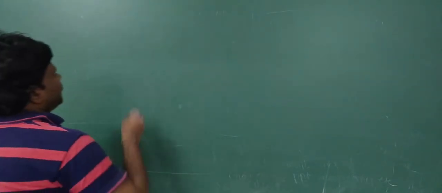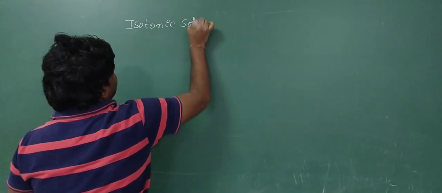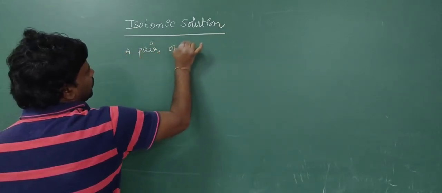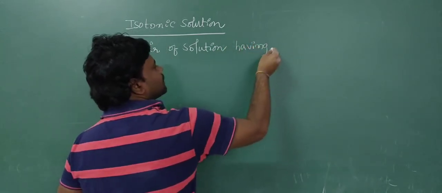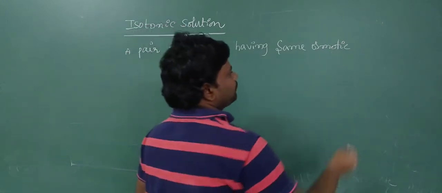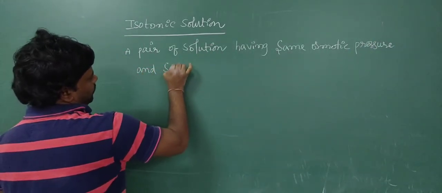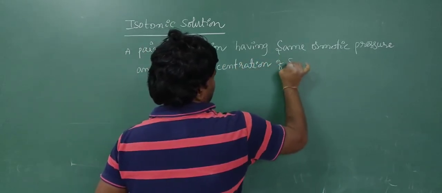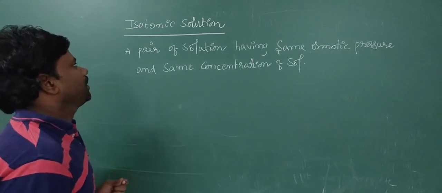Now, isotonic solutions. A pair of solutions having the same osmotic pressure and the same concentrations of solutions is called isotonic solutions.